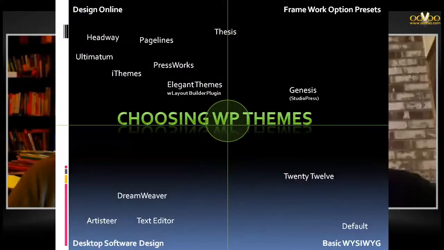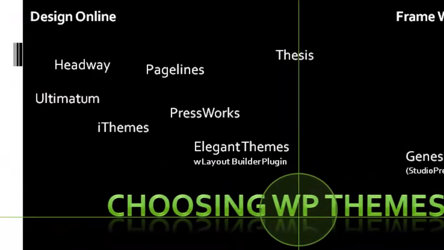So it's really a question about what type of person you are and how you like to work with a website. There are lots of different themes that start off with the ability to drag and drop straight from within the website itself, and you'll always be able to adjust your theme that way. Headway is one of those themes. Page lines, there's several different themes out there with that type of structure.